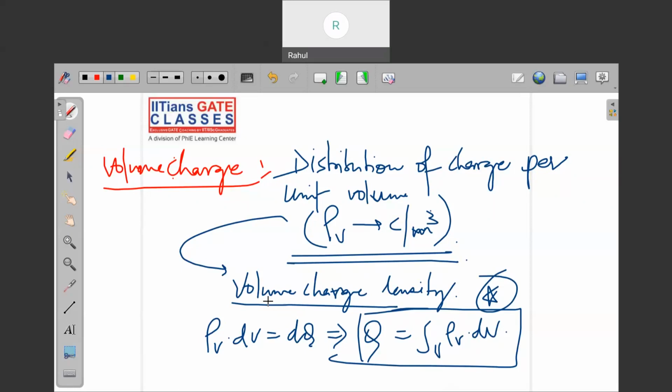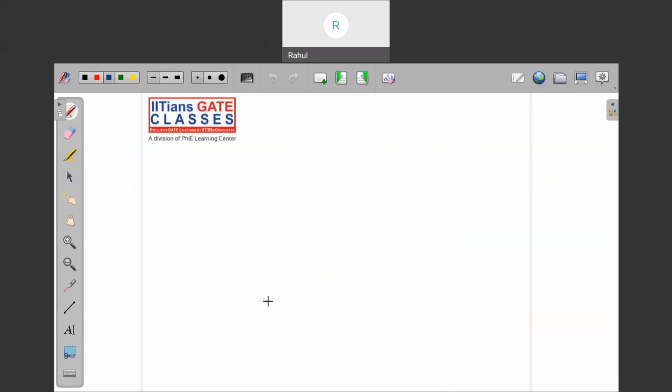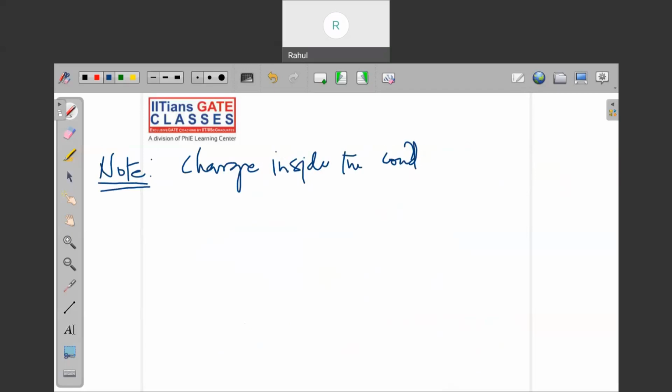So we must also know some important points regarding conductors. Note, you have to keep this in mind, very important. Charge inside the conductor is zero always, right? Charge inside the conductor is zero.